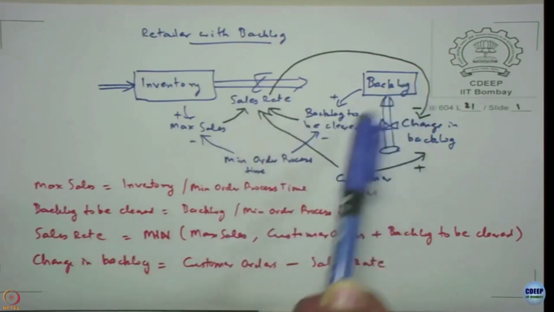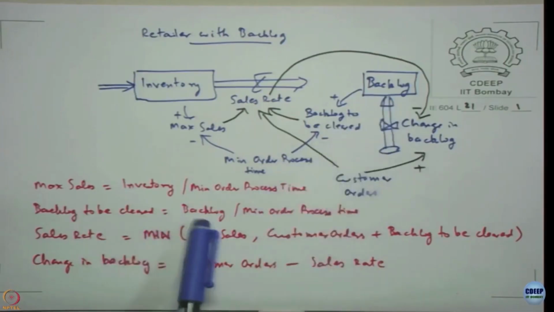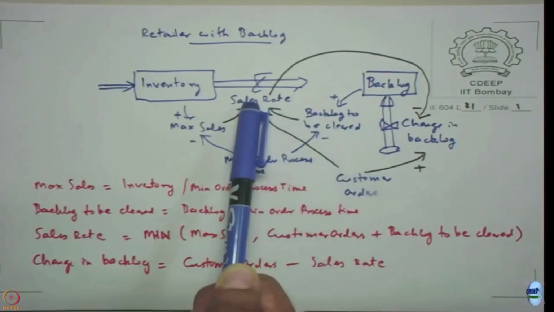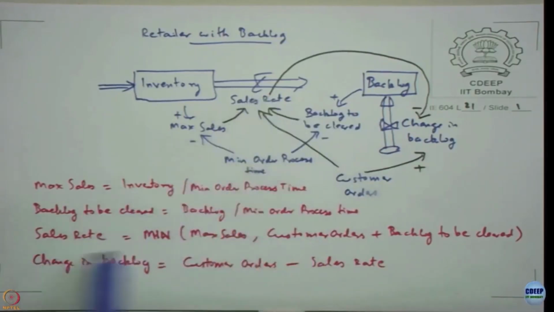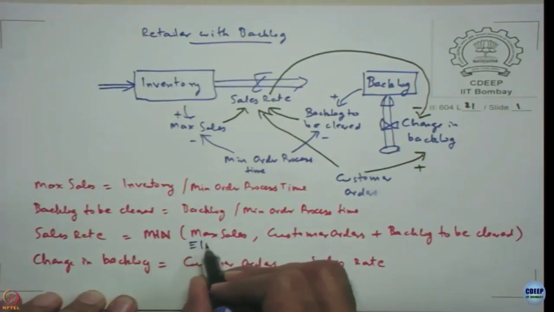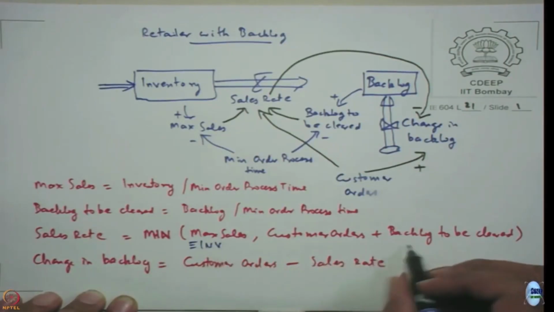And backlog similarly has to be converted, backlog to be cleared, which is nothing but backlog divided by minimum order processing time. So, the units match. Then again I feed it into sales rate. The sales rate equation is minimum of max sales, which is kind of equivalent to your inventory, and backlog to be cleared is equivalent to your backlog.